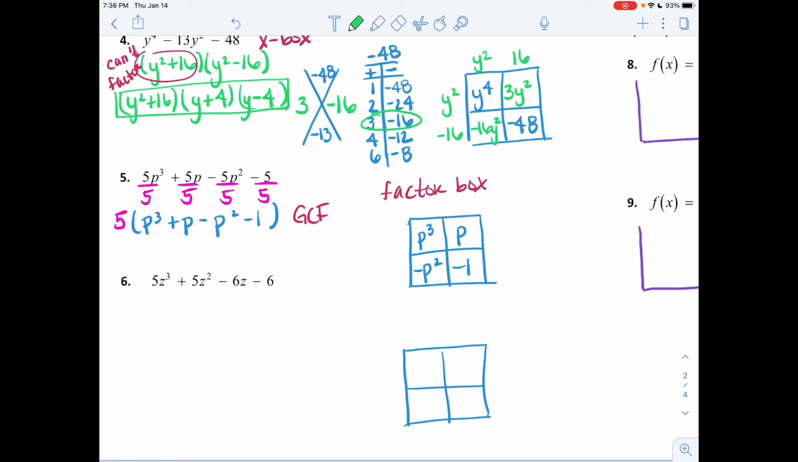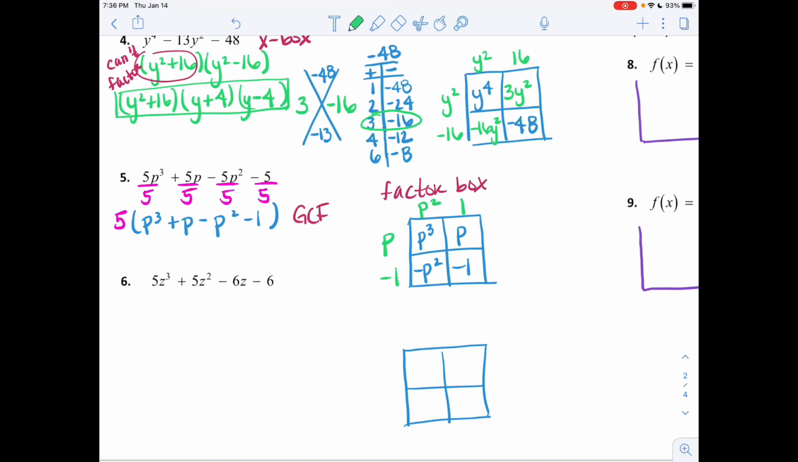Who would have thought? P squared and P, I have a P. Negative P squared and negative 1, well, I'm going to have a negative 1. There's nothing in common except that negative sign, basically. P cubed and P squared will be a P squared. P and negative 1, well, that's just going to be a 1. Not a negative this time because remember, the sign is dictated by this term that I just wrote above.